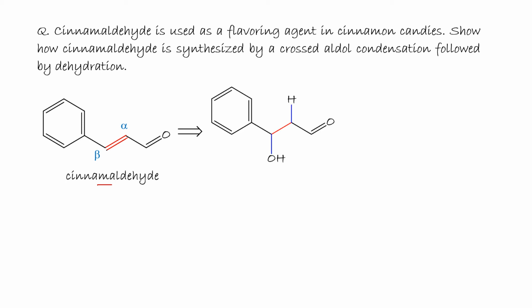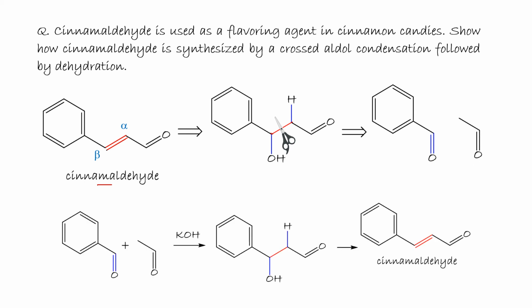carbonyl, and cleavage of this alpha, beta bond will give the starting materials. It's benzaldehyde and acetaldehyde. Indeed, reacting these together in the presence of potassium hydroxide will furnish the beta hydroxy compound, followed by dehydration to give cinnamaldehyde.